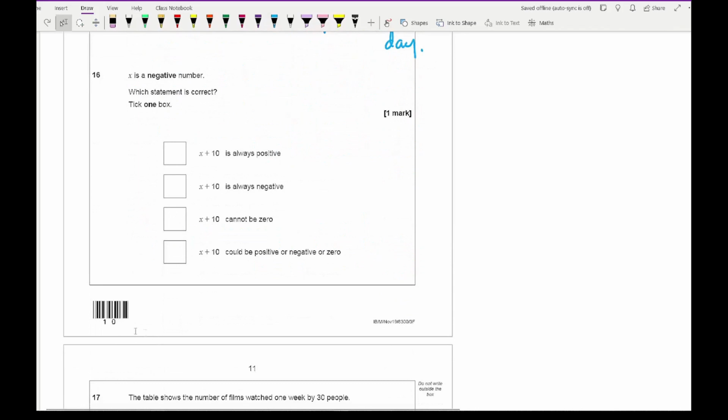For question 16, it says that x is a negative number. Which of the following statements is correct? So for this, again, if you just pick a range of negative numbers just to see which one is true, basically the correct answer is going to be the last one.